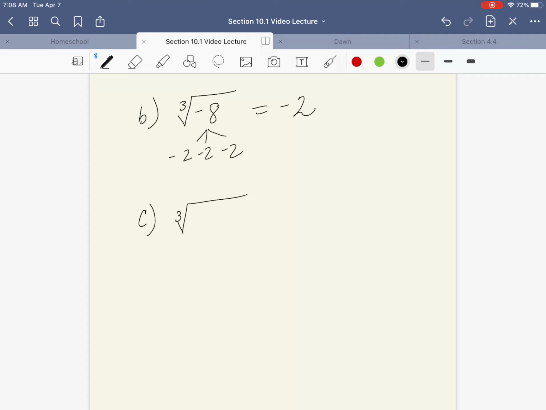The cube root of 216 would be 6. 6 times 6 times 6 is 216. All right, and then if you have trouble finding a cube root, you can always just do a factor tree on those numbers until you see what the three numbers are.